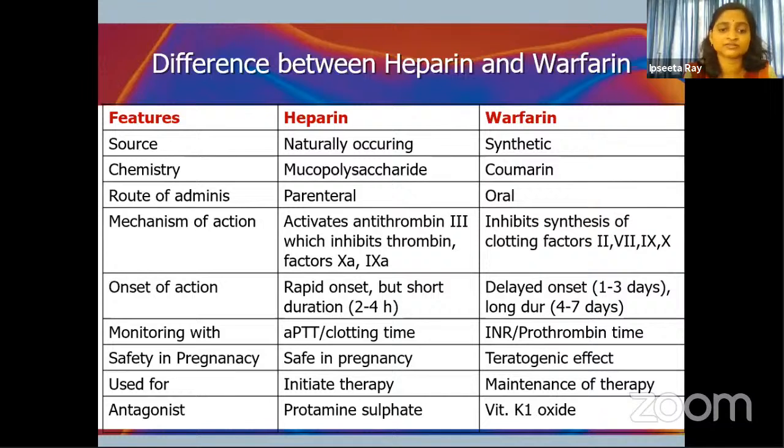Heparin is safe in pregnancy. That's another advantage of heparin, whereas warfarin is teratogenic. Mainly use heparin for initiating the therapy, and then for maintenance, warfarin can be used. If there is an overdosage of heparin, then protamine sulfate, that's the drug. Whereas for warfarin, vitamin K can be given to antagonize the action of warfarin.